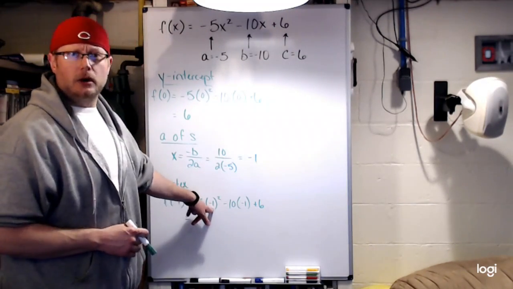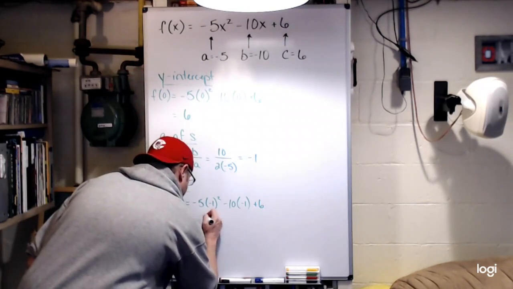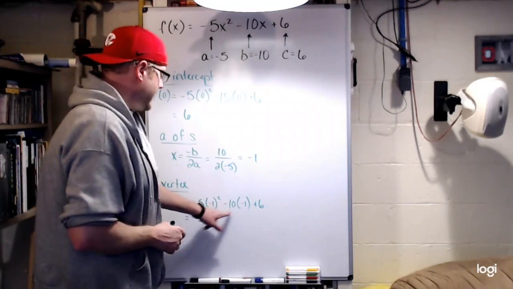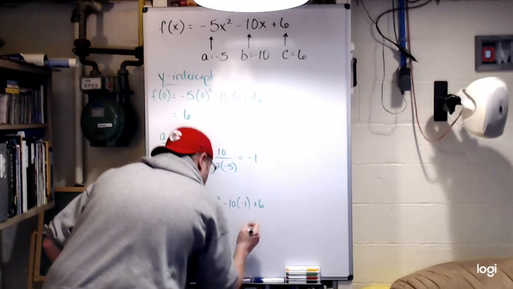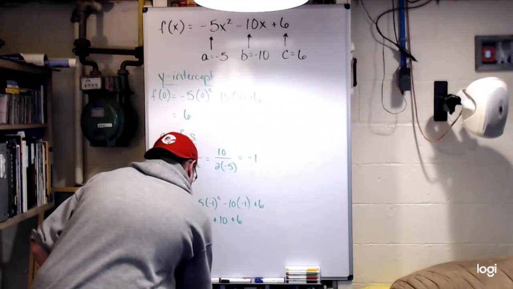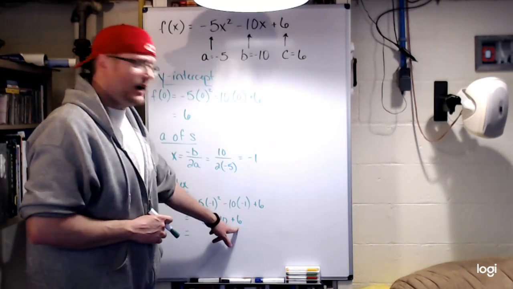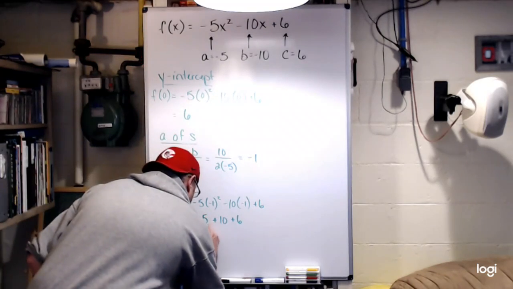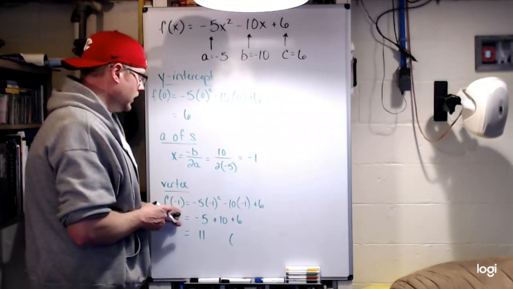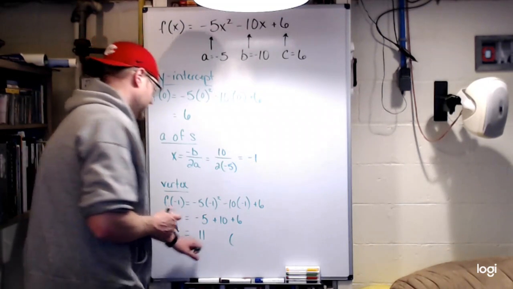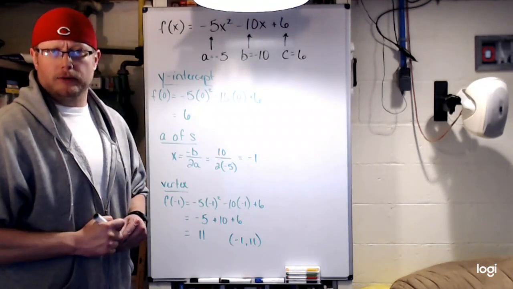Negative 1 squared is positive 1. Positive 1 times negative 5 is negative 5. Negative 10 times negative 1 is positive 10. Bring down your 6. Negative 5 plus 10 is 5, and 5 plus 6 is 11. So our vertex, I'll just write the coordinate down here, when x is negative 1, y is 11. So negative 1, 11 is going to be our vertex.